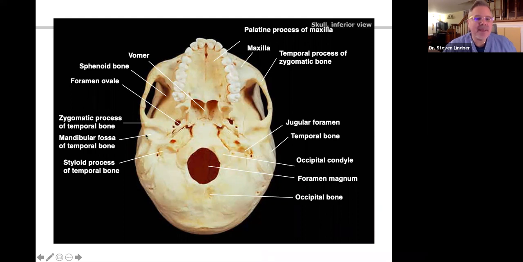Here is the mandibular fossa of the temporal bone. That's where the condylar process of the mandible is going to fit in to make the TMJ, the temporomandibular joint. Okay.